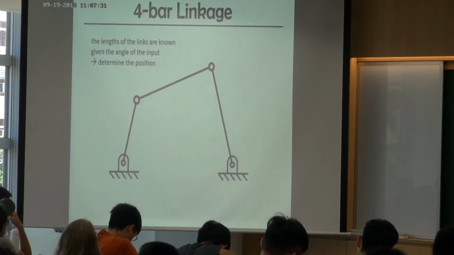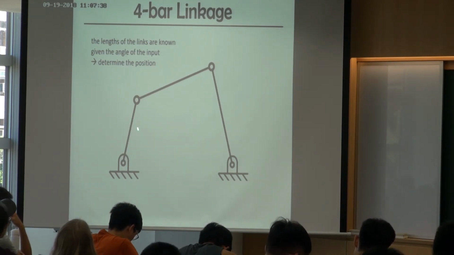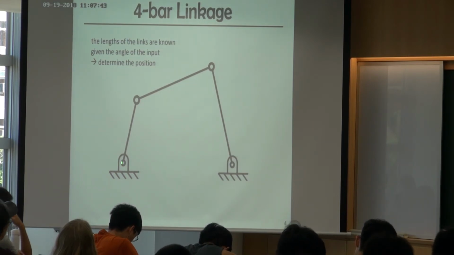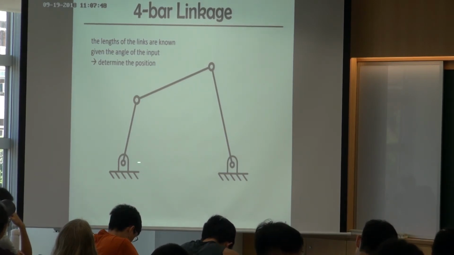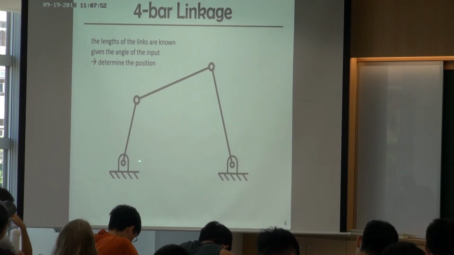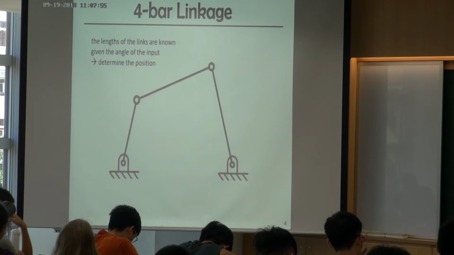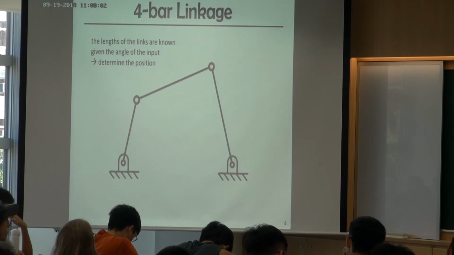So let's first take a look at a position analysis of a 4-bar linkage. Suppose I have a 4-bar mechanism that looks like this. Once this mechanism is settled, the lengths of all the links are known. And right now, the input is at a certain angle. If I change the input angle a little bit, how are we going to find the position of this 4-bar mechanism?